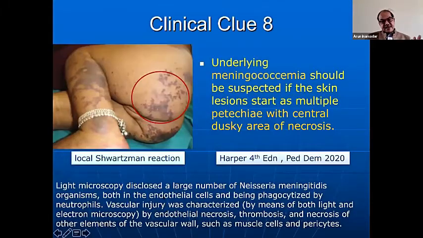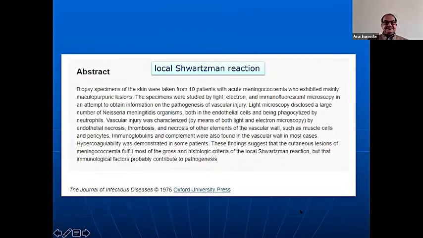Yes, here, light microscopy disclosed a large number of Neisseria meningitidis organisms, both in the endothelial cells and being phagocytized by neutrophils. Vascular injury was characterized by means of both light and electron microscopy by endothelial necrosis, thrombosis, and necrosis of the other elements of the vascular wall, such as muscle cells and pericytes. Well, you can do the biopsy. In fact, if somebody is interested, they can refer to this Journal of Infectious Diseases, way back 1976, actually.